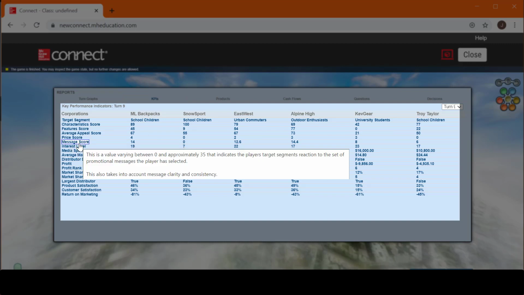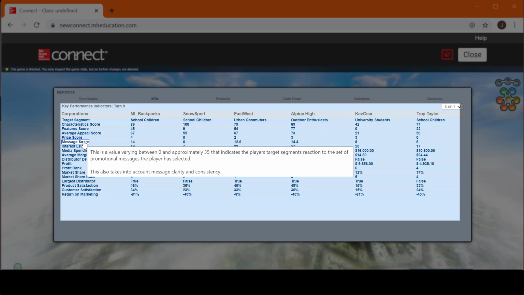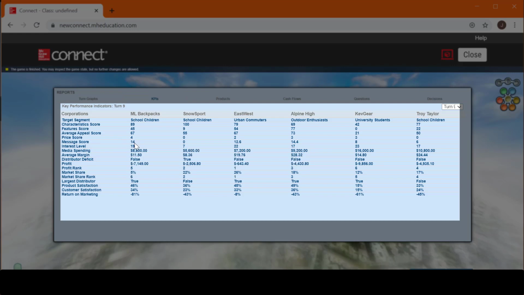Message score takes a look at how well your target market is reacting to the promotional message that you have, that word or words that you chose to put on your billboard. I have a 14. The highest you can get, you can hover over this, is a 35. So I still have some work to do. There's probably something that wasn't really matching up with what the target market wanted to hear. So I might want to go in and look at my words to see how well those are doing as far as competitiveness or clarity or interest level as well.